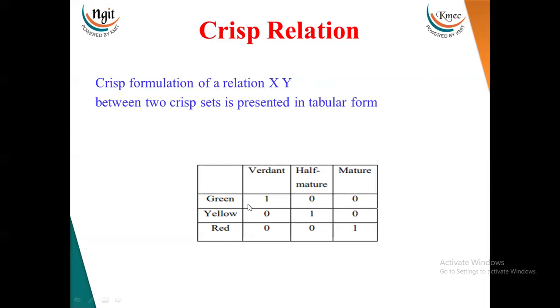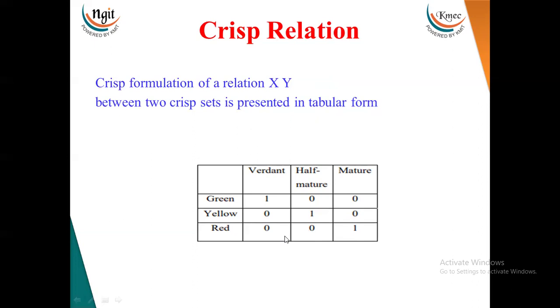If the fruit is green, I'll say that it is verdant, so I'm mentioning 1 here. If the fruit is yellow, I'll mention it as half mature, that is 1. If the fruit is red, I'll mention mature equal to 1. So how am I mapping the relation in the tabular format? If the fruit is green, it will be verdant. If the fruit is yellow, where I kept 1, it is half mature. If the color is red, it implies that it is mature. So this way I can mention the relation in the crisp set.